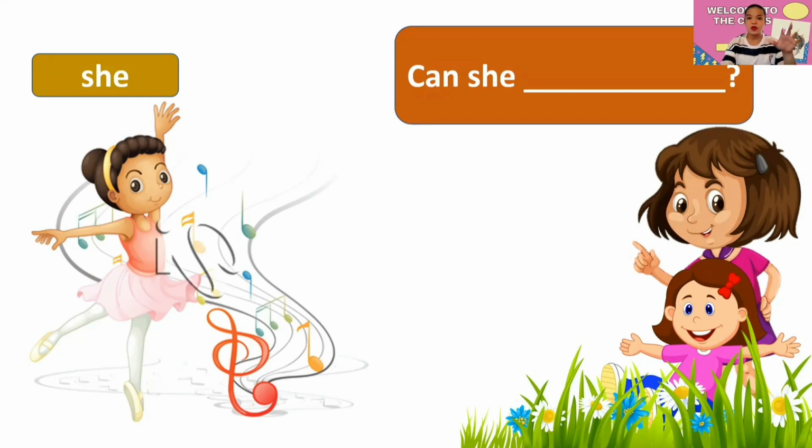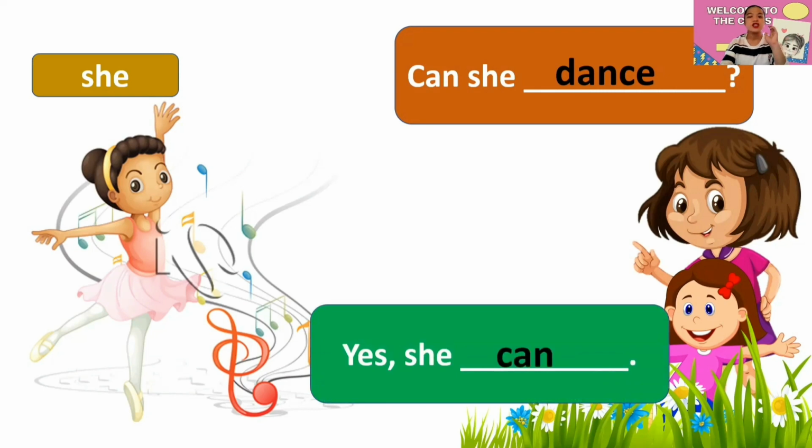The question that we applied was, can she blank? What will be the vocabulary that would complete the sentence? Dance. Can she dance? The answer is yes, she can. Yes, she can. Everybody, let's say it slowly. Can she dance? Perfect. Yes, she can. Very good. Now, I want you to say it by yourself. Let's begin here.